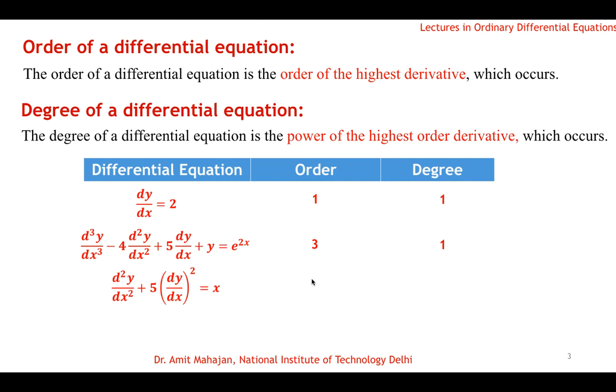So order is 2 and degree is 1. Order 2 because the second derivative term is the highest derivative term, and the power of this term is 1. Okay, so that's degree. Take say one more example.